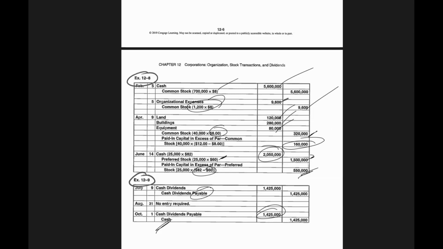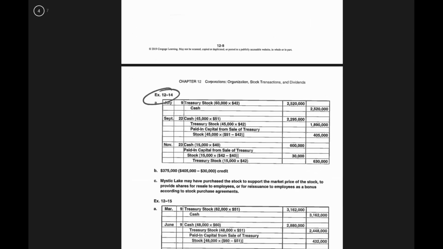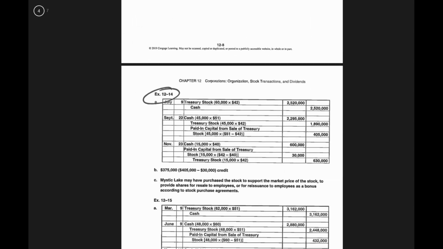The next one I think we had assigned was number 14, and now we're starting to look at some treasury stock. And here it talks about this Mystic Lake bottles and distributes spring water. On July 9 of the current year, Mystic Lake reacquired 60,000 shares of its common stock at $42. On September 22, they sold 45,000 of the reacquired shares at $51, which is good. Brought it in at 42, we sold it at 51. And the remaining 15,000 shares, we sold it at 40, which is unfortunate. It's $2 less. Journalize the transactions on these 3 dates.